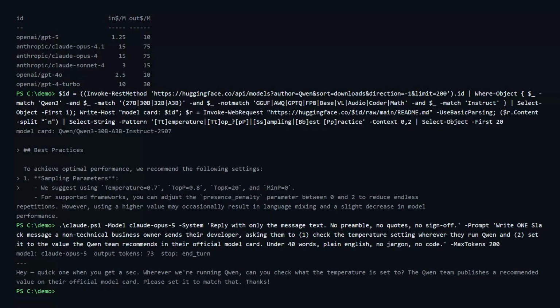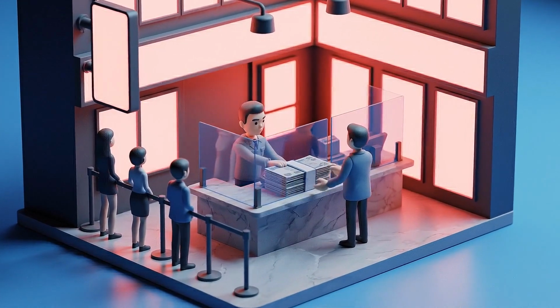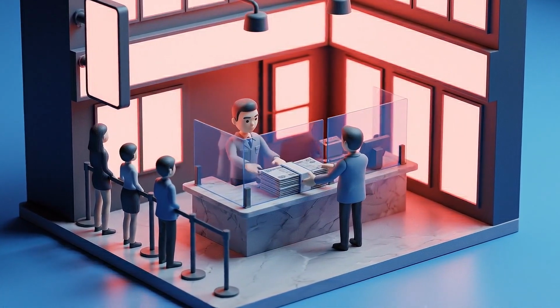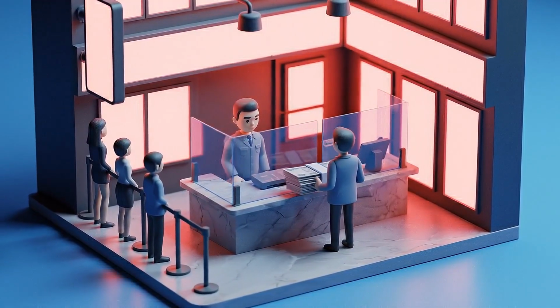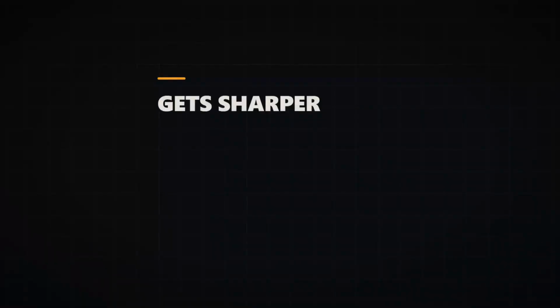Hey, quick one when you get a sec. Wherever we are running Qwen, can you check what the temperature is set to? The Qwen team publishes a recommended value on their official model card. Please set it to match that. Thanks. End quote. 40 words, no jargon. Whoever runs it will read it in 5 seconds and know exactly what to change. Nobody has to explain temperature or sampling to anyone.